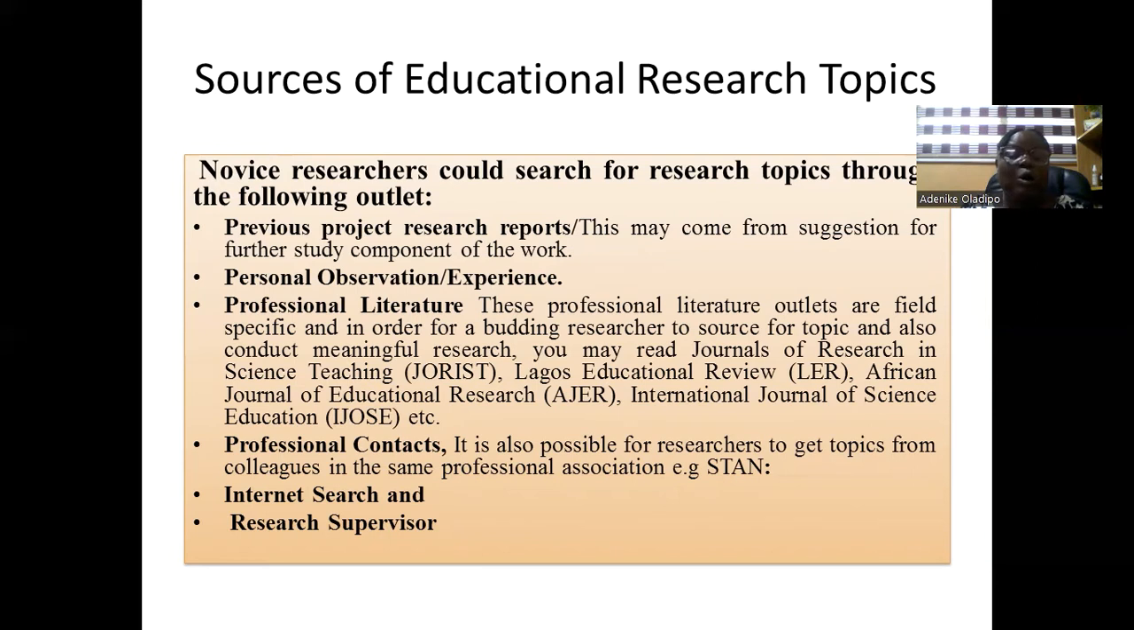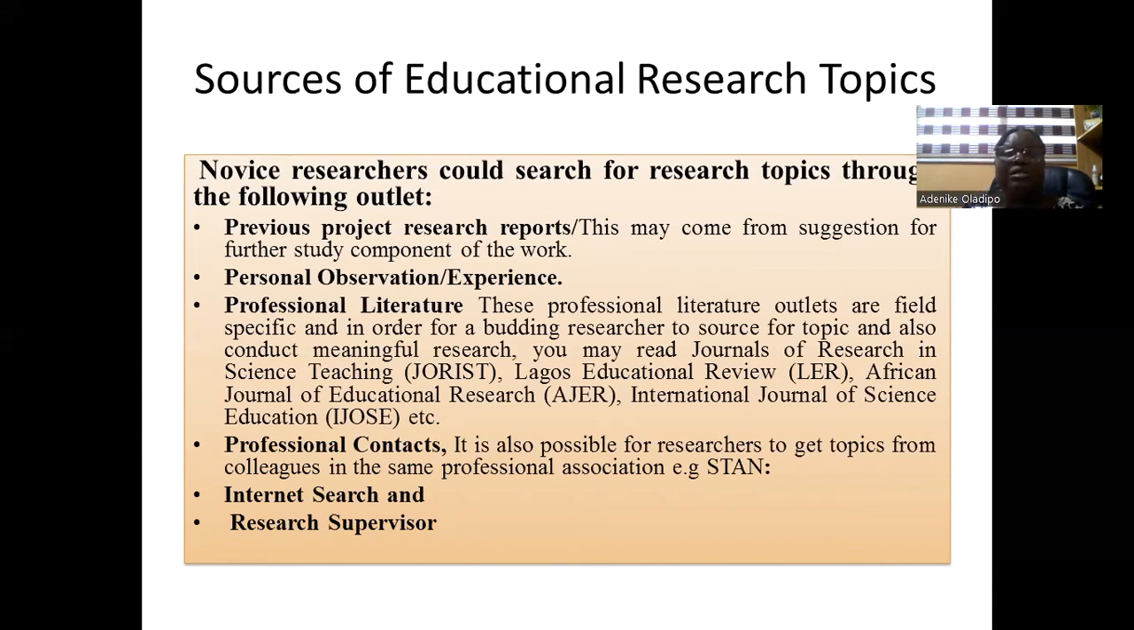You can also search for educational research topics from professional literature or professional journals. We have the local ones, Lagos Educational Review. We have the international one, International Journal of Science Education. When you read all of these, you will see areas of further research work that you can push forward.